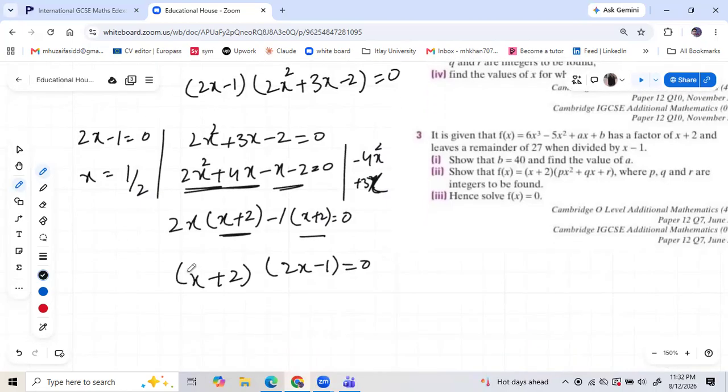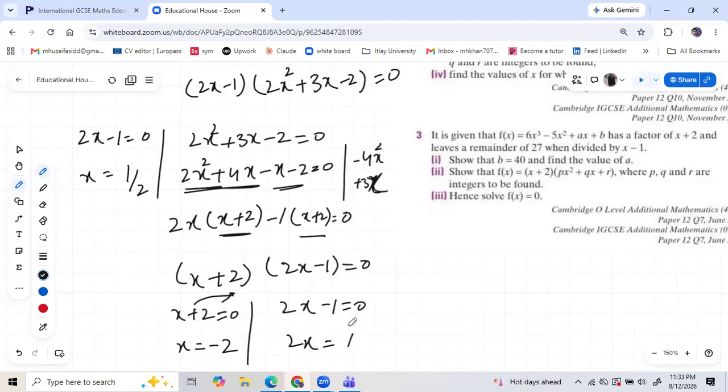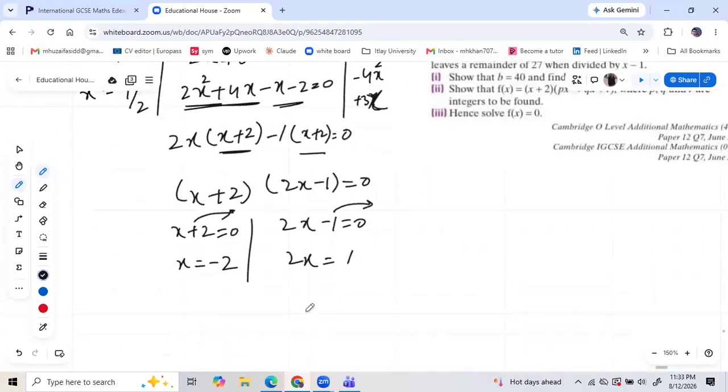After this, look at it here. Our x plus 2 is equal to 0, and 2x minus 1 is equal to 0. So plus 2 goes to the other side, this is minus 2, so x is equal to minus 2. And 2x is equal to plus 1, minus 1 goes to the other side, so x is equal to 1 over 2.